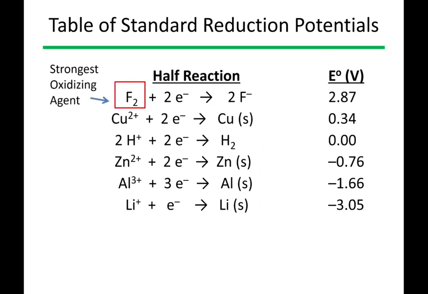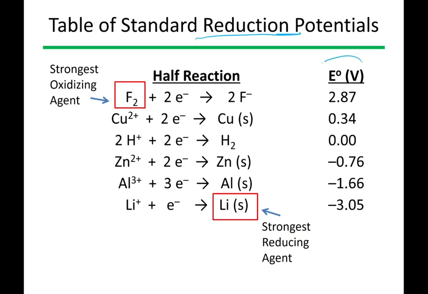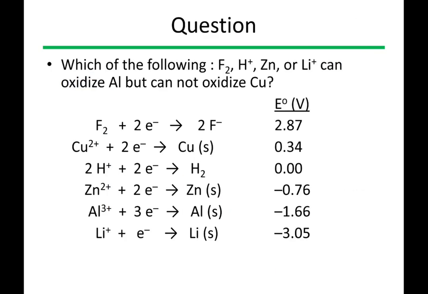So again, if we're looking at one of these tables, the strongest oxidizing agent is going to be in the upper left. The strongest reducing agent is in the bottom right. And this is for any table of reduction potentials that has the positive reduction potentials at the top. So this will help us answer questions like this.